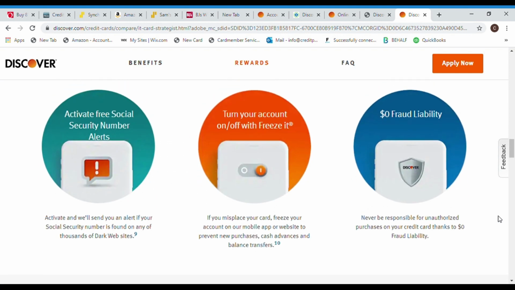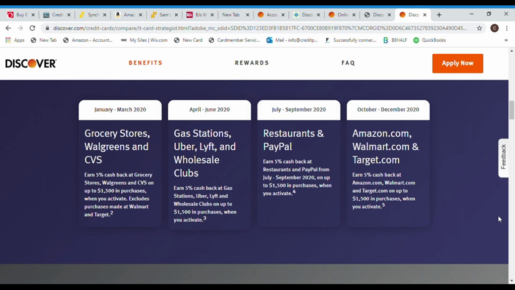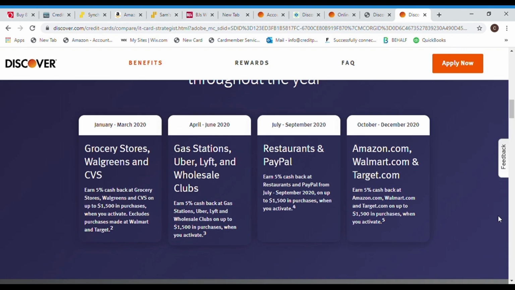So yeah, that's basically all I wanted to go over. Oh yeah, so the 5% is up to $1,500 in purchases. So if you think about that, the most that you could actually get in a single quarter is going to be $75 in cash back. So that's just something to keep in mind.